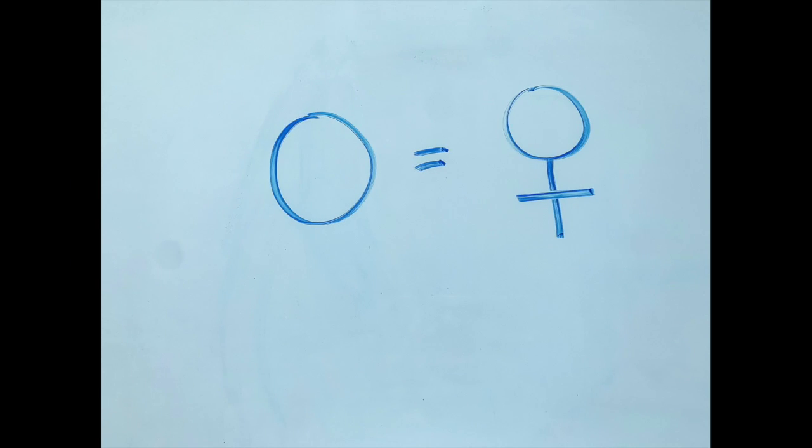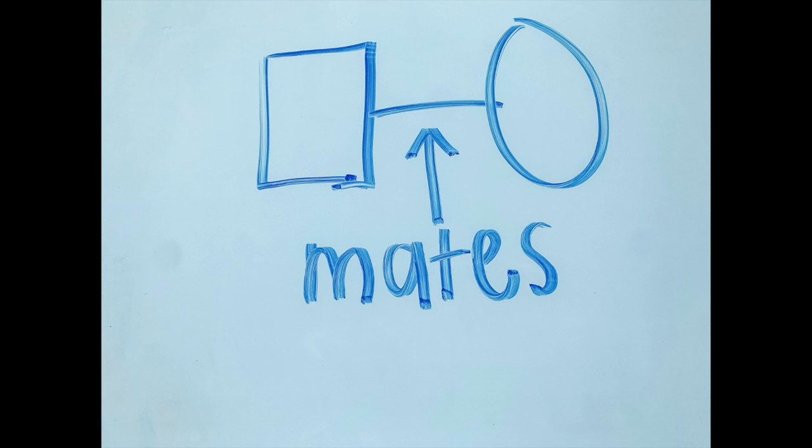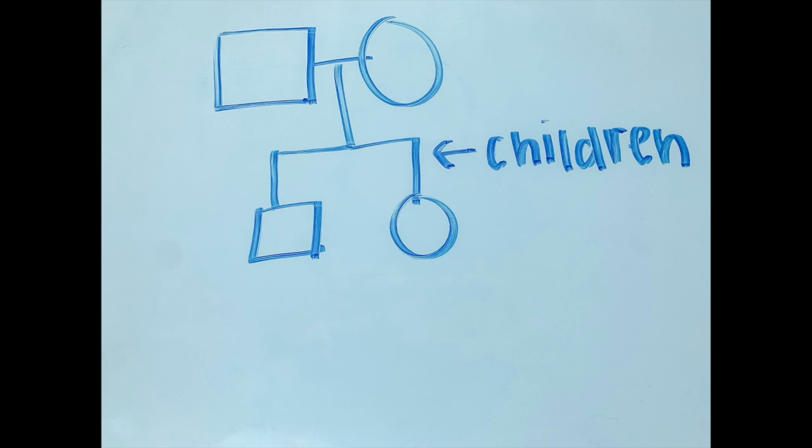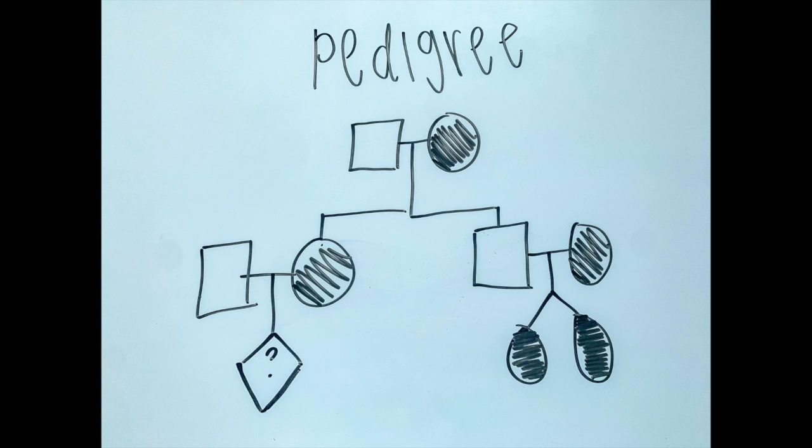Circles and squares represent gender. Women are circles and males are squares. When one of these symbols is shaded, that means that they have the trait. Unshaded means the trait is absent. Individuals have a straight line between them if they are mates, and a line coming down from the mating pair to identify a child. Generations are labeled through Roman numerals, and each individual is labeled with a number. Who would have thought something so simple could be so complicated?